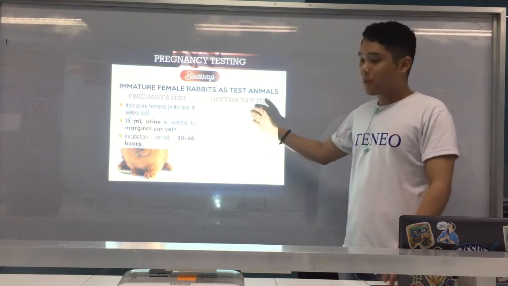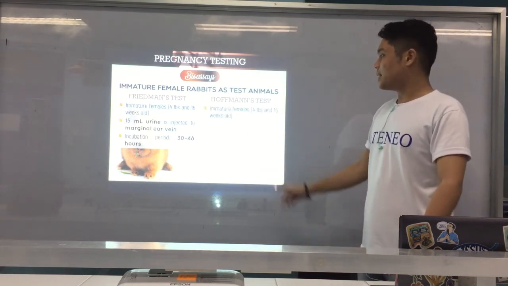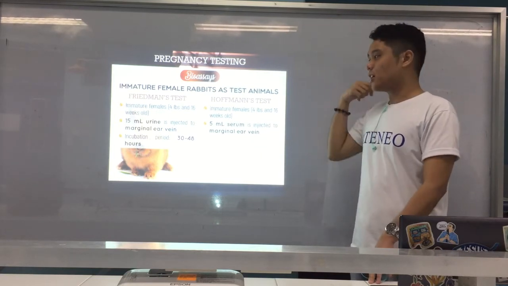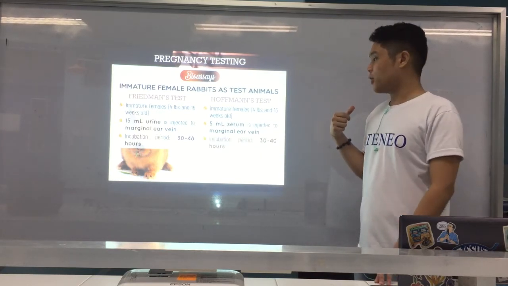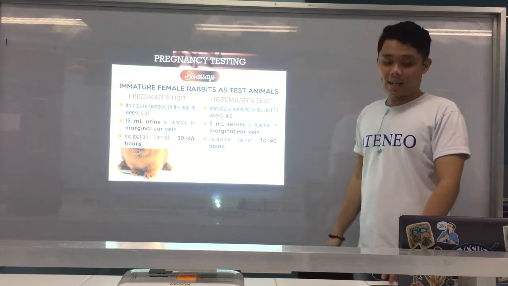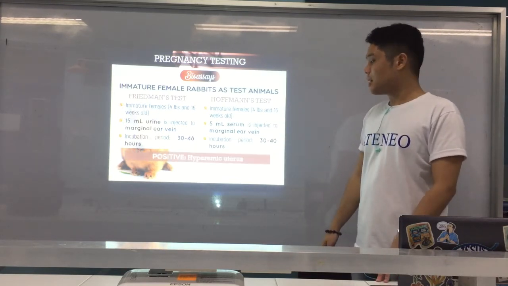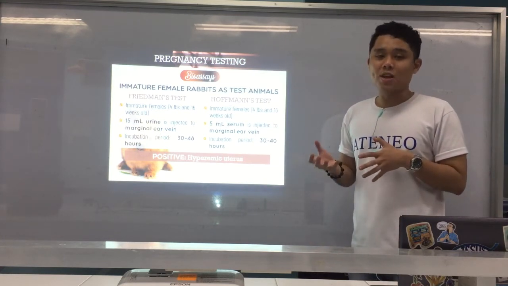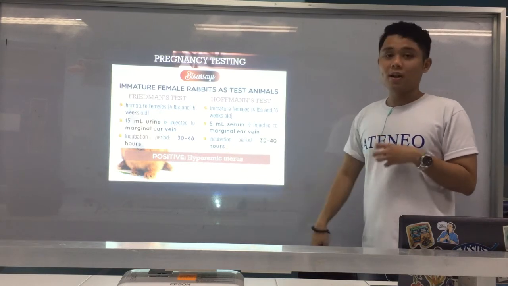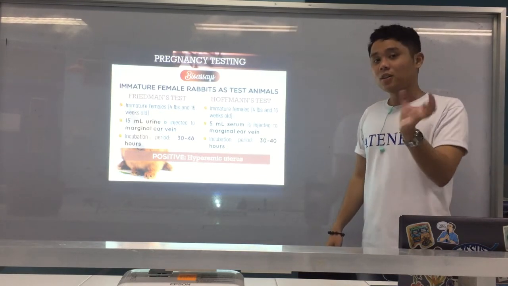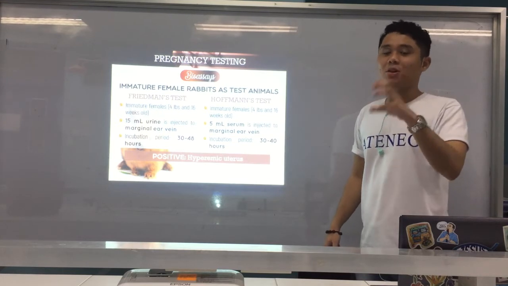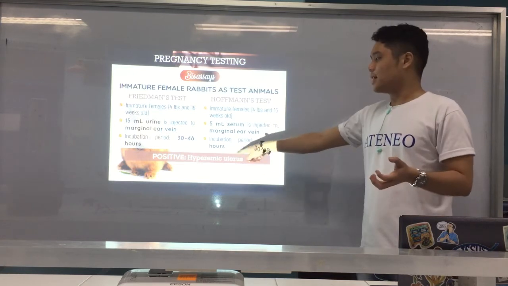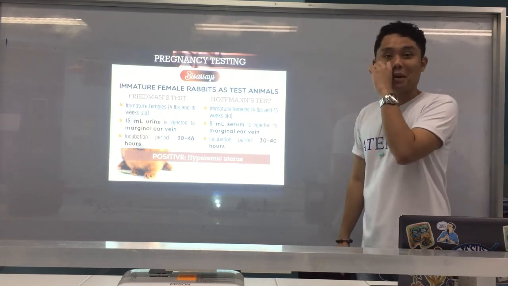And we have Hoffman's test. Immature females still, same requirements, but it's 5 ml of serum this time, not urine. It is injected in the marginal ear, and the incubation period is quite shorter, 30 to 40 hours. The positive reaction is hyperemic uterus. Hyperemic means increased blood flow to the area, so increased blood flow to the uterus. The uterus becomes red or swollen. Still the same, I think you have to cut the animal open to examine this positive reaction.